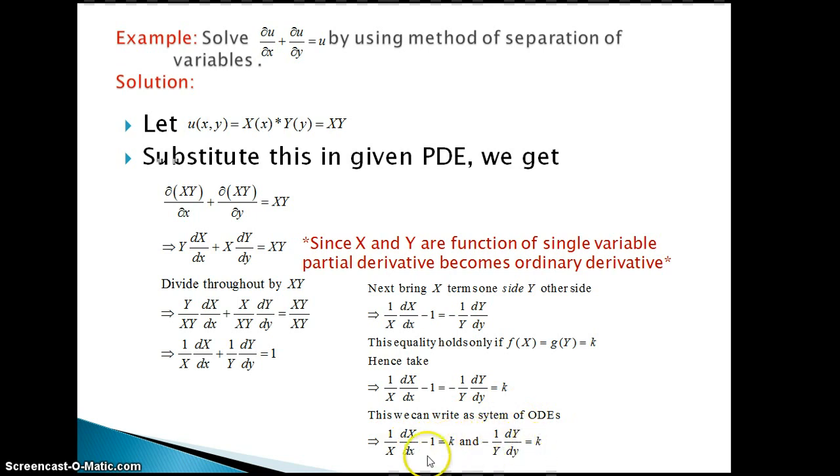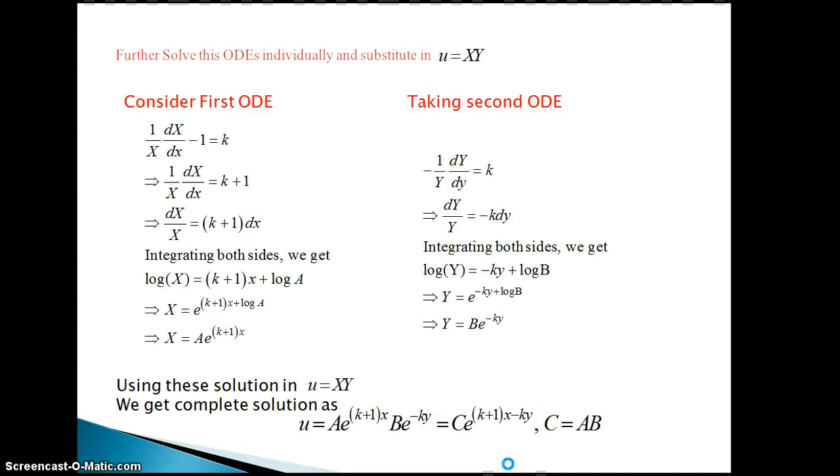So this is the system of ODEs. Now in the next step, you solve these two equations separately, find what is capital X, capital Y, and substitute back in u. That will give the required solution. So solve these ODEs individually, substitute in this u.